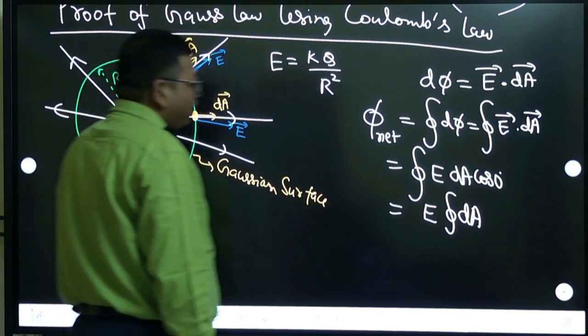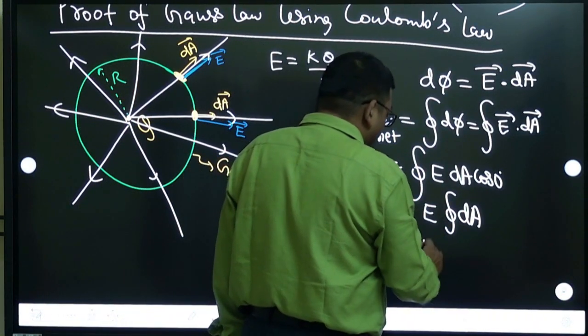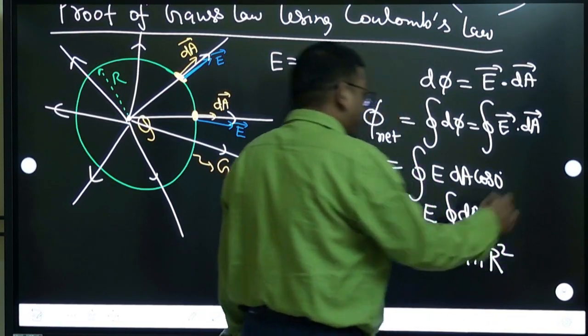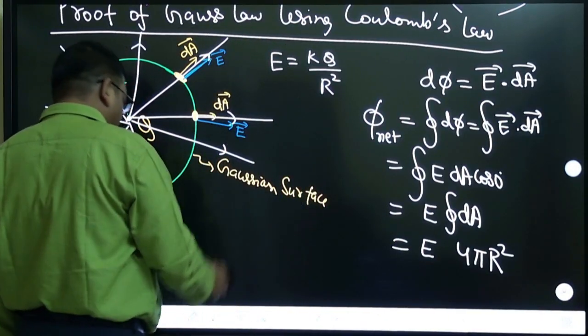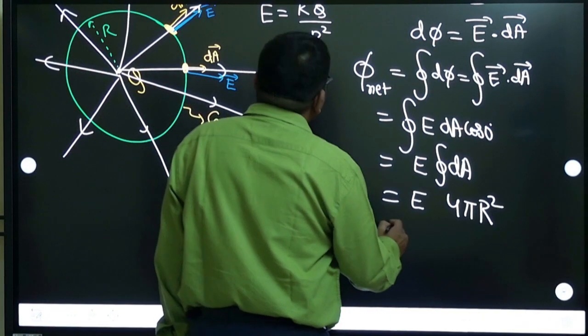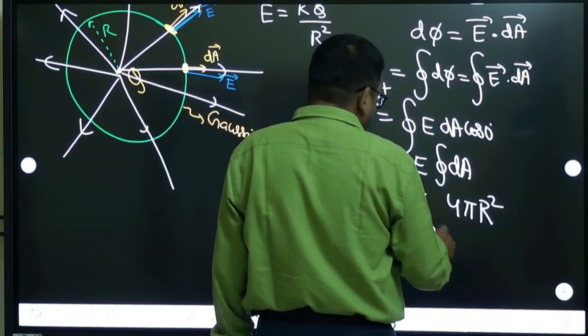So the area will be how much? The area of a sphere, 4 pi r square. Now let us substitute the electric field. We know the electric field value, so substitute that: k q by r square.